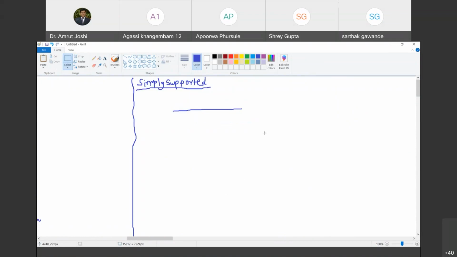नहीं हो सकता, because fix support offers moment reaction. Happy? Yes, sir. Okay, so in this we have a one span simply supported beam. This is called the span or length of the beam. On one side it is hinge. Are you with me? Yes, sir. On another side it is roller support.